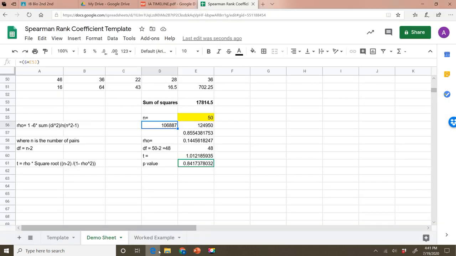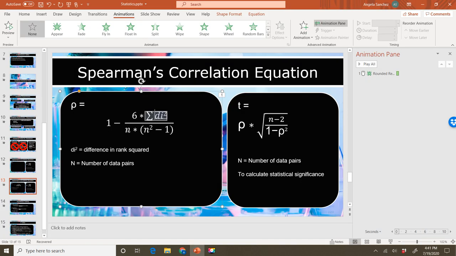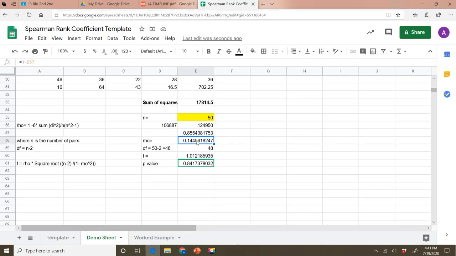That's all that is. And then I had a calculation for the denominator, which is n, number of trials, times n squared minus 1. And again, n in this case is 50. So this is my numerator, this is my denominator. I just divided these two numbers by each other. And then to calculate rho is 1 minus this ratio here. And that's all this equation here. So rho is 1 minus these two numbers divided by each other.